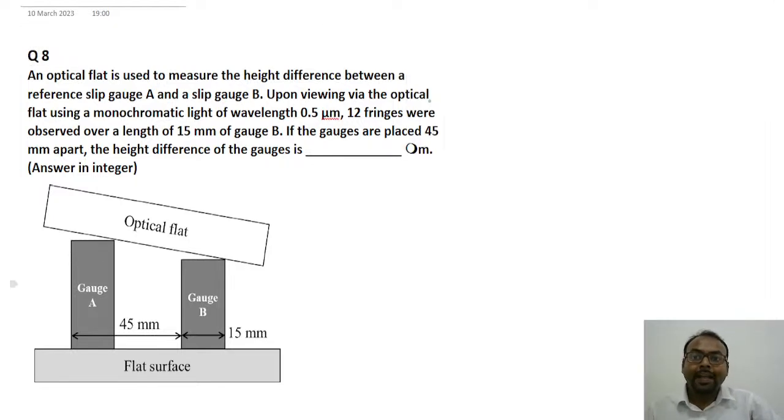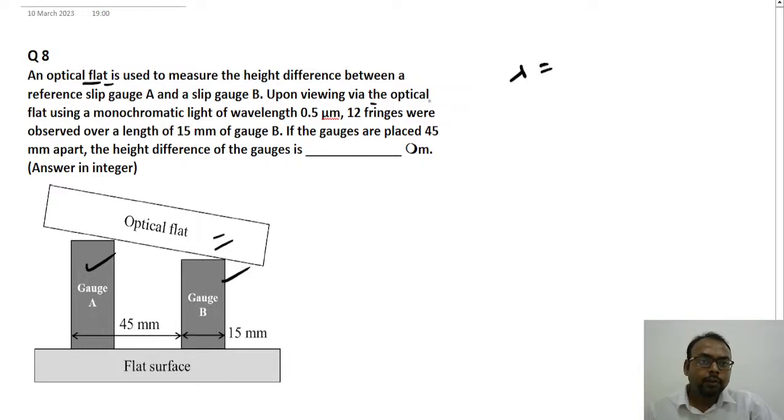This is an optical flat question. This question is based on the optical flat, where it is being used to measure the height difference between the reference slip gauges. Here two slip gauges are there, gauge A and gauge B, and one optical flat is being used to find out the height difference. Upon viewing by the optical flat using monochromatic light, we are given the wavelength lambda equal to 0.5 micrometer.